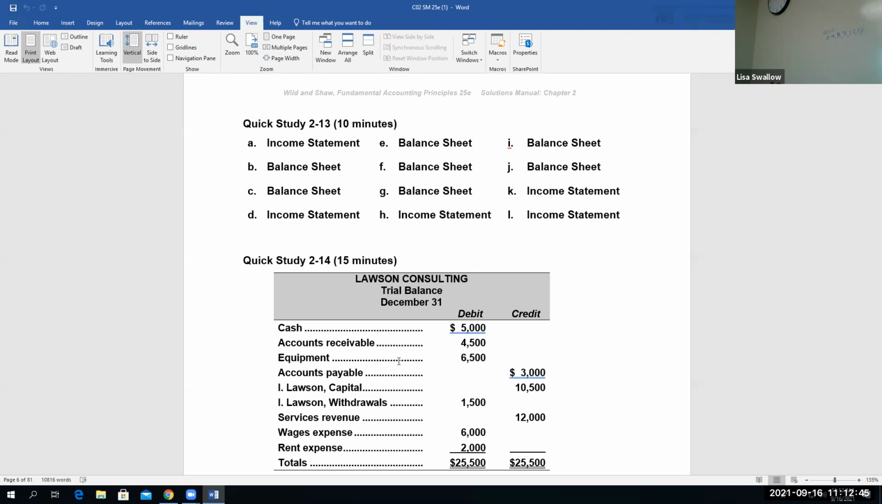Does it make equity go up or down? Up. Got a credit balance, and it shows up on the P&L, which stands for what? Profit and loss. It's what we call income statement. Okay, excellent. All right, Roman, the next one, please.